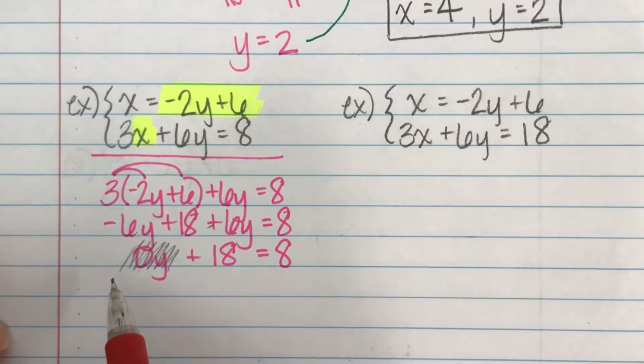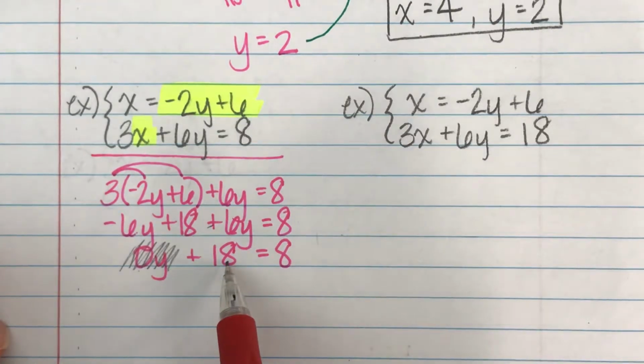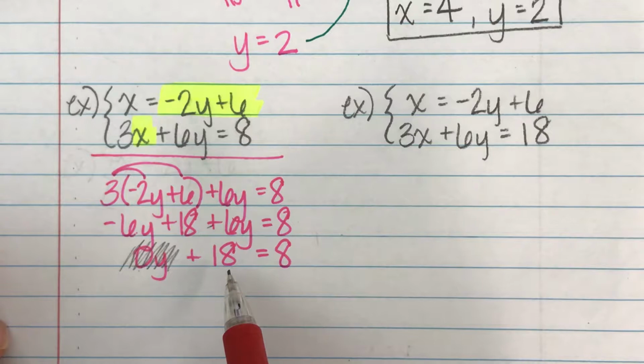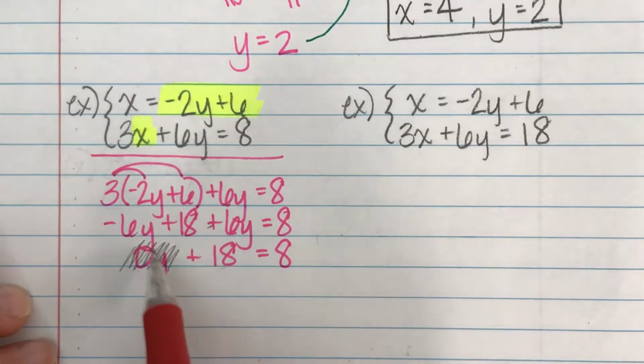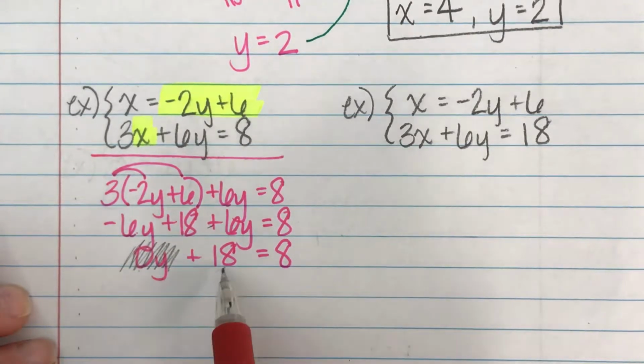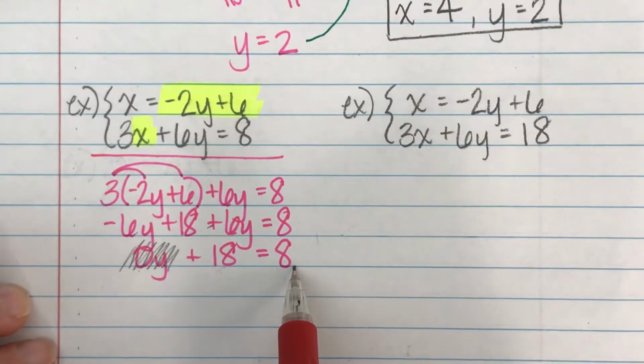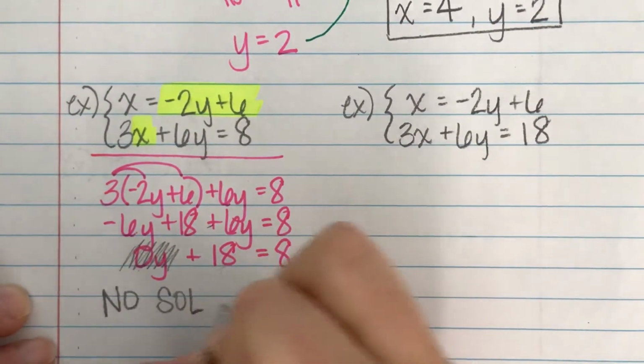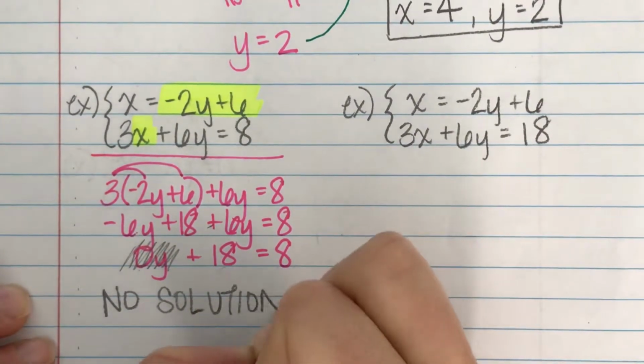So I end up with this weird situation where it says 18 equals 8. Well, last time I checked, 18 does not equal 8, okay? So we saw this when we were doing single equations. Not very often, but it did pop up. When you get all your variables to disappear and you end up with something that does not match, that means that this problem actually has no solution, okay?